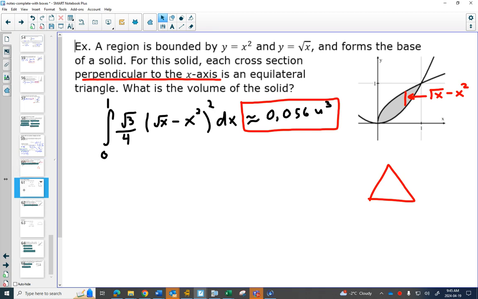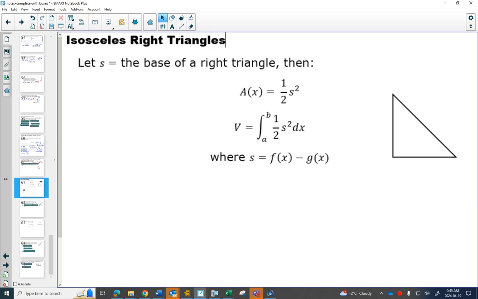Good. Next. What if they just make it an isosceles right triangle? What makes something a right triangle? A 90 degree angle. Isosceles means this side and this side are the same length, which would make those other angles 45 degrees. And here you could just use 1/2 base times height for your triangle, which ends up just being 1/2 s squared.